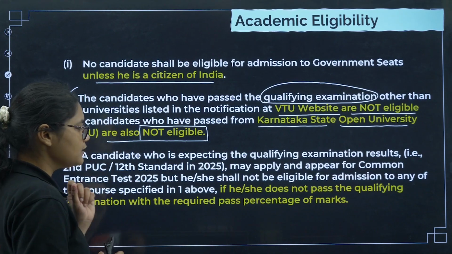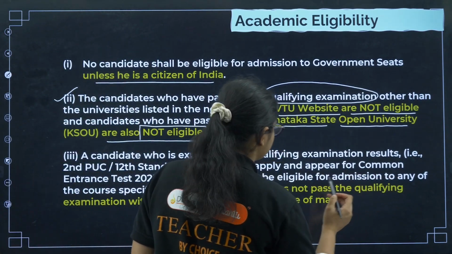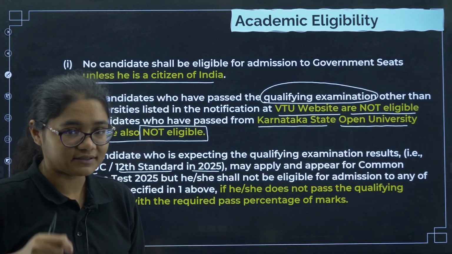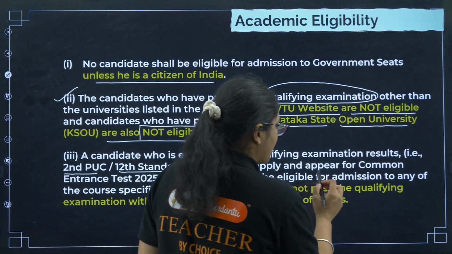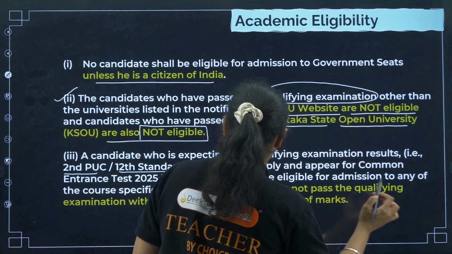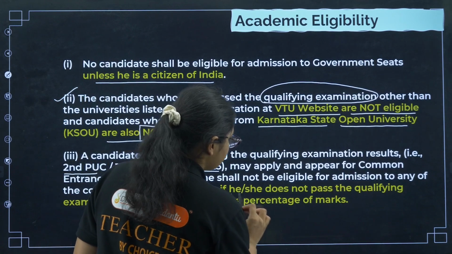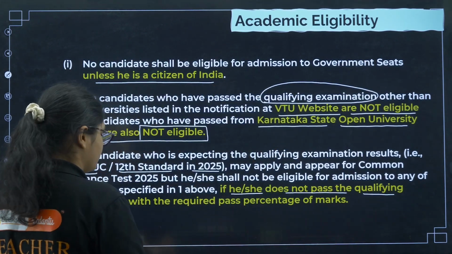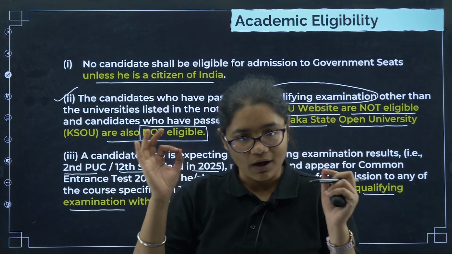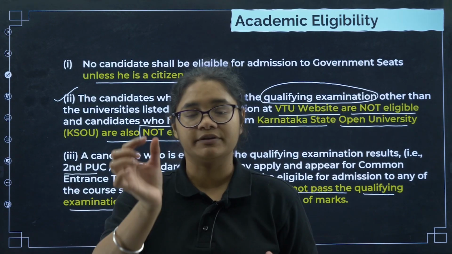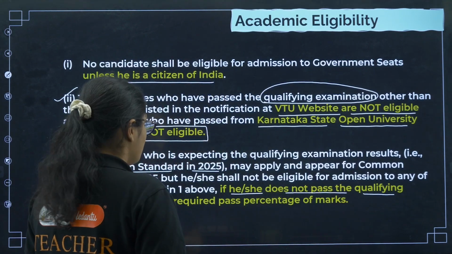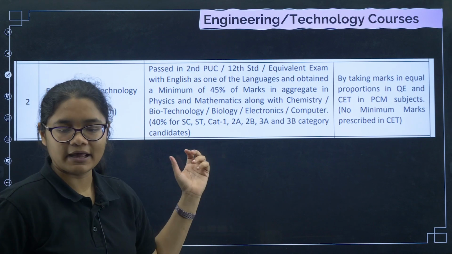Next point: a candidate who is expecting the qualifying examination results of second PUC or 12th standard in 2025, meaning those students who are going to appear in 12th this year, in March 2025, may apply and appear for the exam. So you people are also eligible, but he or she shall not be eligible for admission to any of the courses specified above if he or she does not pass the qualifying examination. Your results are not out, right? So you don't know whether you will pass or not, but you are eligible to apply. But the condition is you must pass the examination with the minimum percentage that is required. What is that minimum percentage? I will discuss.